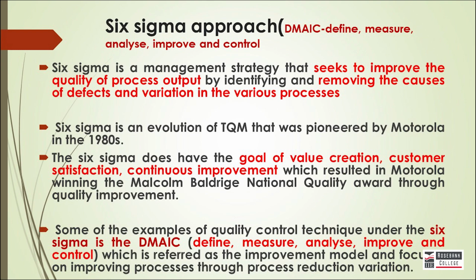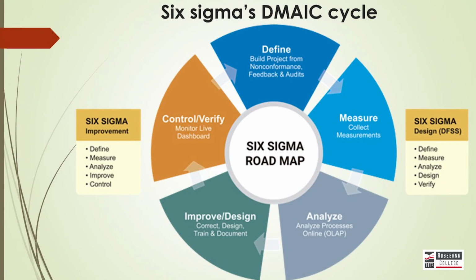Some of the examples of quality control techniques under Six Sigma is the DMAIC cycle. And this includes defining, measuring, analyzing, improving, and controlling. It is also referred to as the improvement model and focuses on improving processes through reduction of process variation.